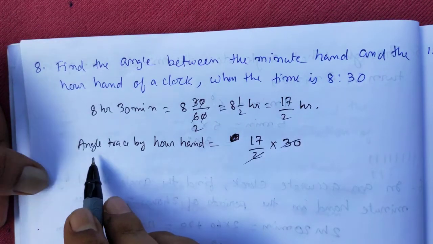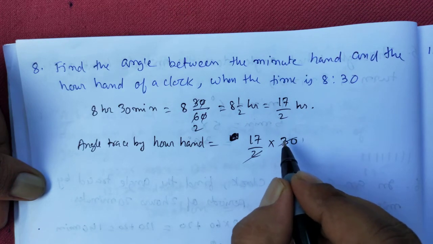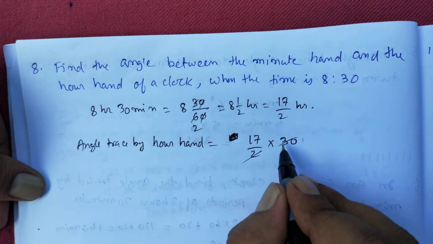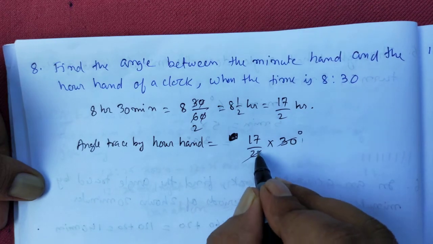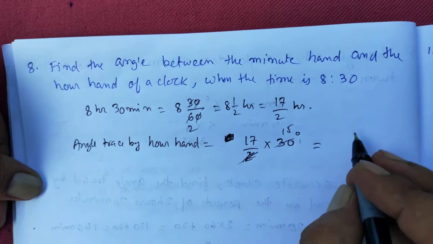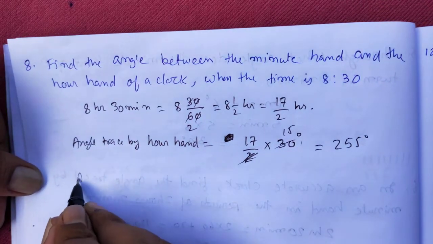So the angle traced by the hour hand will be, if you cancel, 17 by 2 multiplied by 30, because in 1 hour the hour hand covers 30 degrees, not 30 minutes, 30 degrees. So 15 times 17, you are getting 255 degrees.